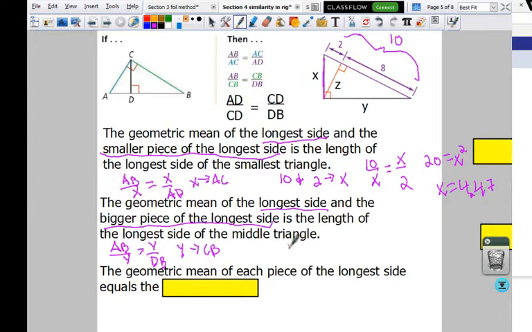So, in other words, if I find the geometric mean of my longest side, which is 10, and my bigger piece of that, which is 8, that will equal Y. So X I already found right here was 4.47, right?